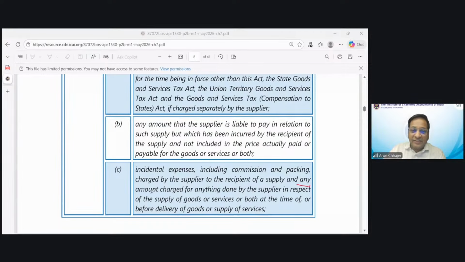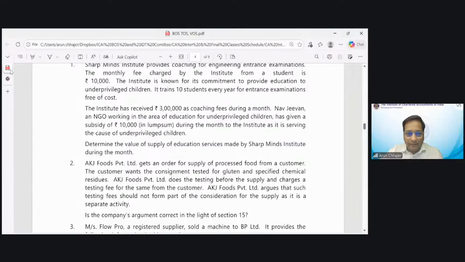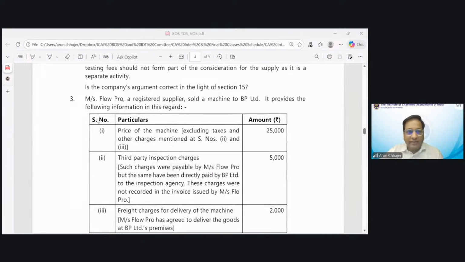See, I would say reasoning should tell that anything done by the supplier in respect of the supply of the goods or service at the time or before delivery. So you can say 3 elements are there. Amount charge कर रहा है with respect to supply. Agreed. ठीक है, चल मैं मान लेता हूं with respect to supply. But it is being charged for anything to be done on or before the delivery. So that is my point. ठीक है, ठीक है, ठीक है दोस्त.